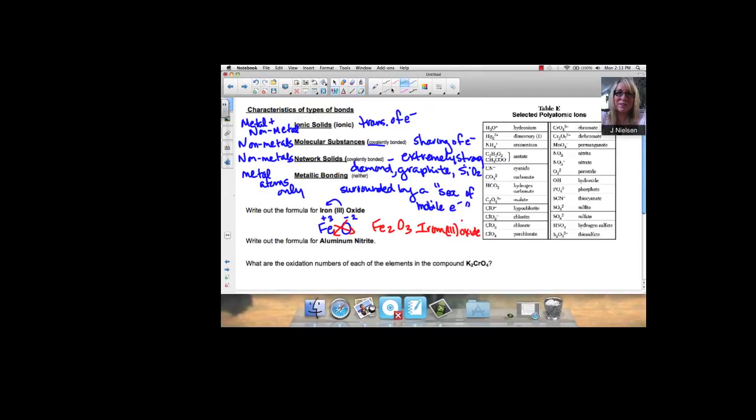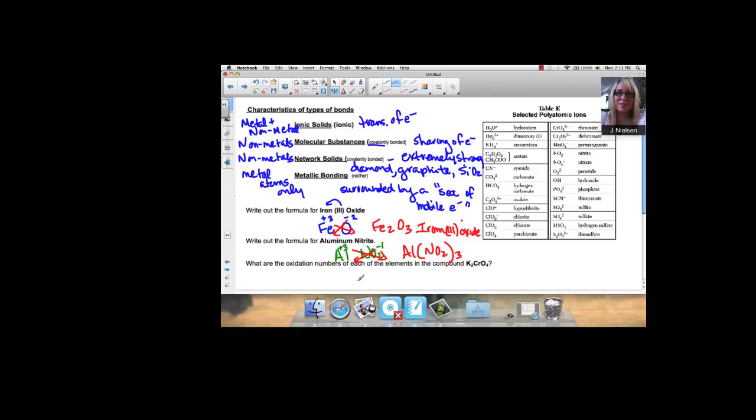Write out the formula for aluminum nitrite. Aluminum is Al. It has a +3 charge. I get that from the periodic table. Nitrite is NO2 -1. So when I drop and cross, we don't write the 1. So it's Al. I have to put the NO2 in parentheses because I have to bring down this charge of 3. Aluminum nitrite.